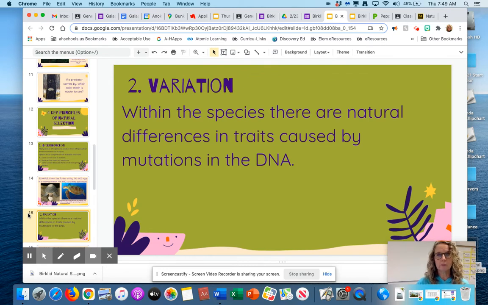So, variation within the species: there are natural differences in traits caused by mutations in the DNA. If you look around our room and we were to line up everybody by height, like we talked about, the height would vary greatly. So there are natural variations just because of changes in the DNA. For example, with coloration, maybe they get a letter change, an A to a T or a C to an A, and they are lighter in color, and that helps them to blend in better, or they get more color. All of those things could help.